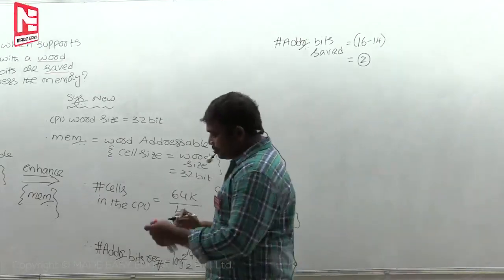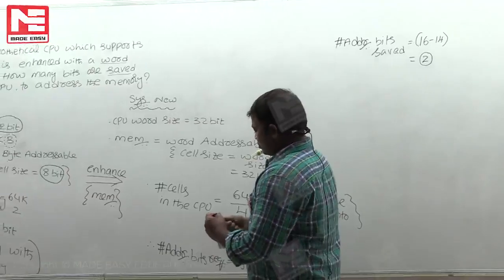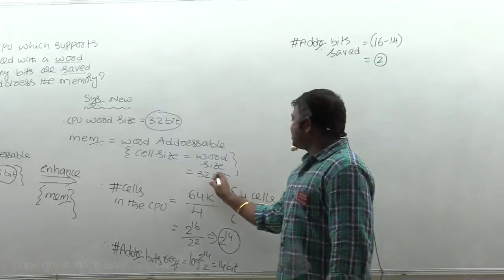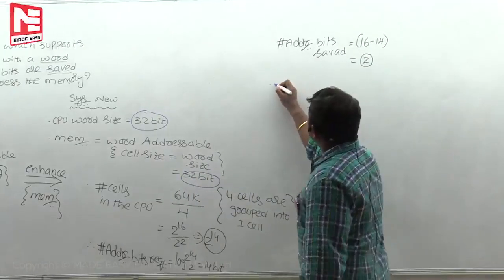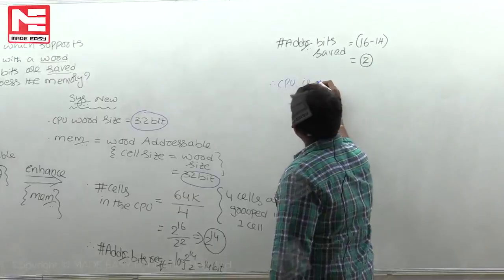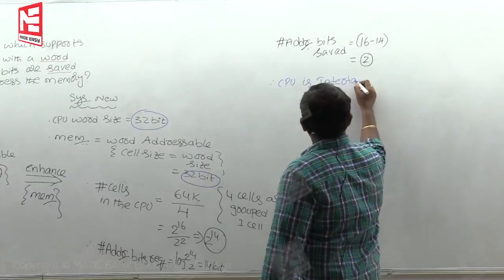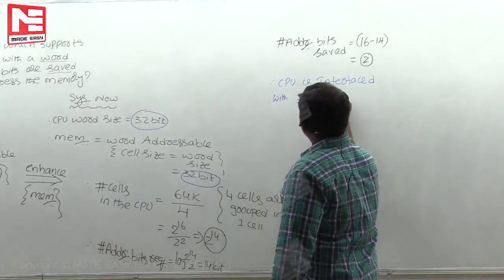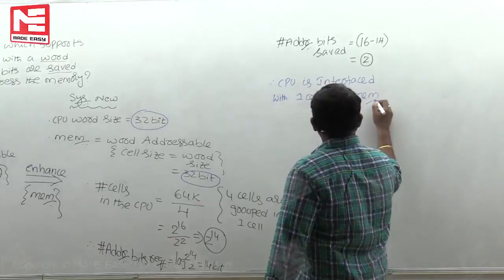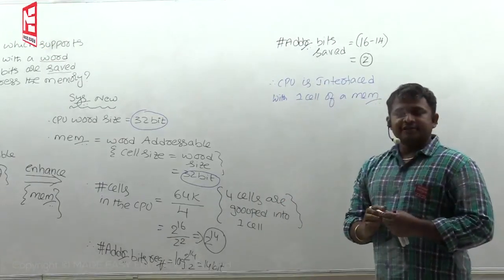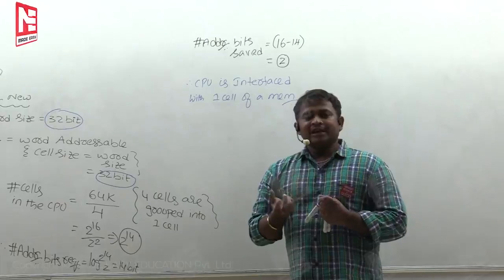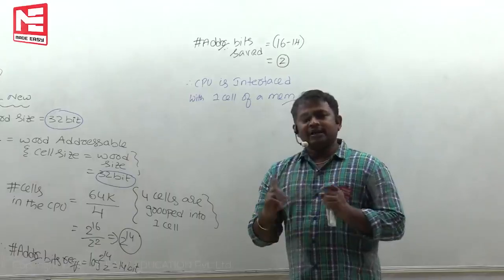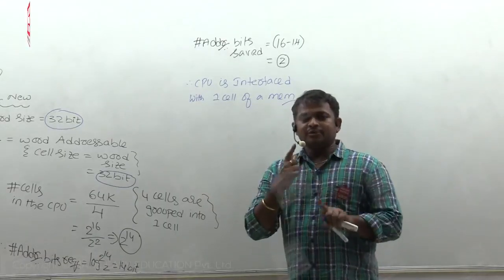In the enhanced CPU, word length is 32-bit. Memory cell size is also 32-bit. Therefore, the CPU is interfaced with one cell of a memory. CPU is interfaced with only one cell because the CPU needs 32-bit data. 32-bit data is available in one cell. So interfacing between CPU and memory is in terms of one cell.